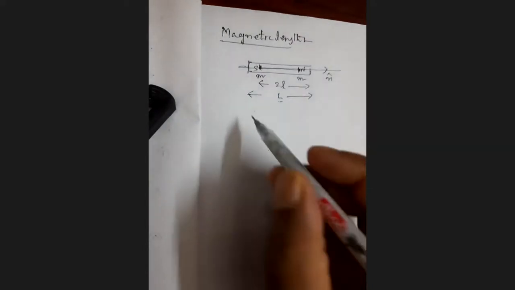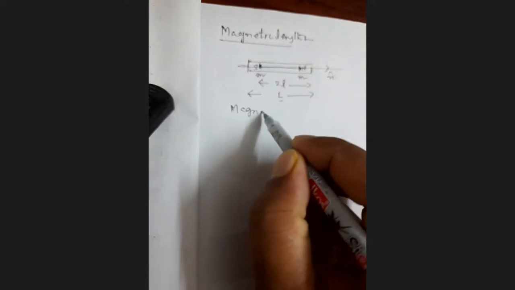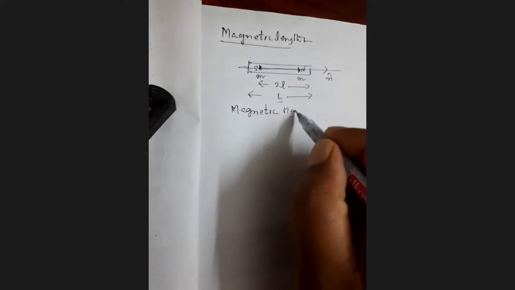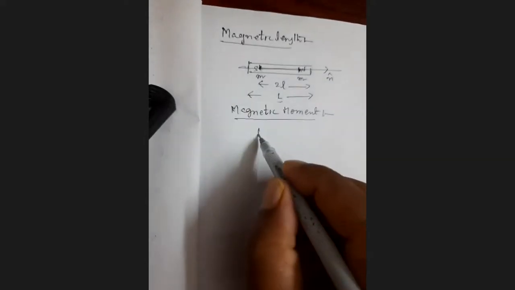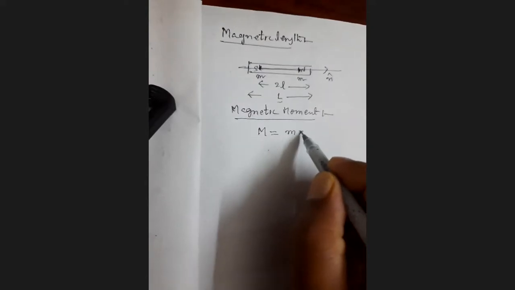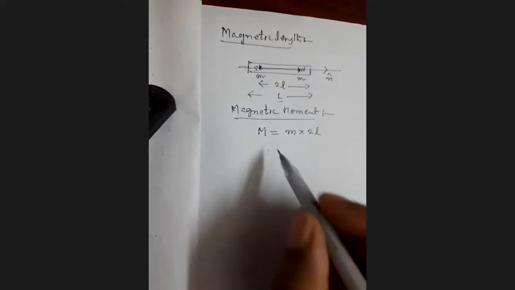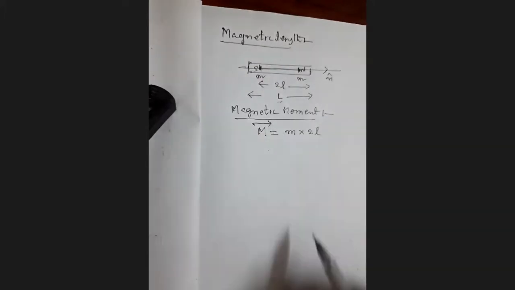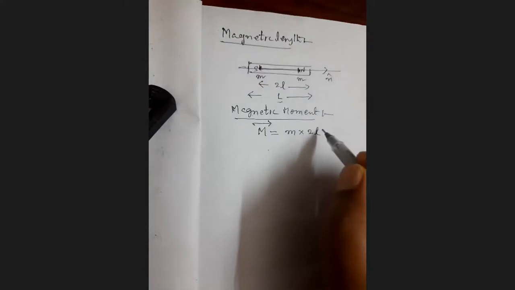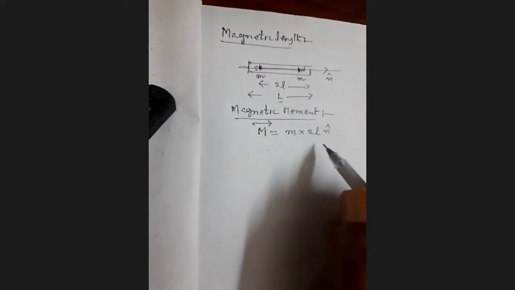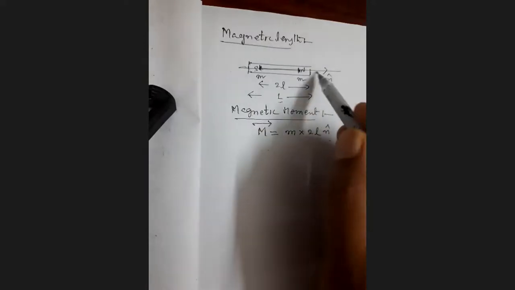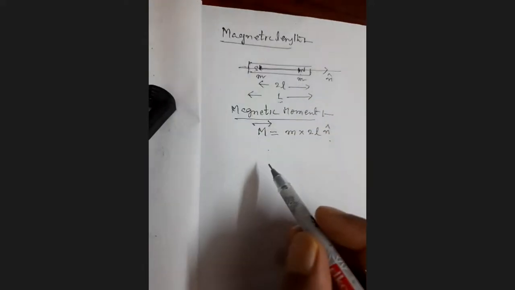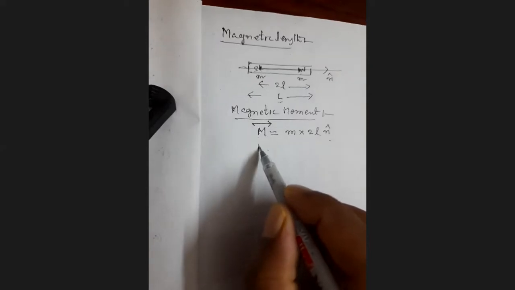So the next property is magnetic moment. It is defined as the product of pole strength and magnetic length. But magnetic moment is a vector quantity. So I am writing M bar equals small m into 2L into n cap, or 2L bar, where n cap is the unit vector that is along the magnetic axis. This is the magnetic axis from south to north.